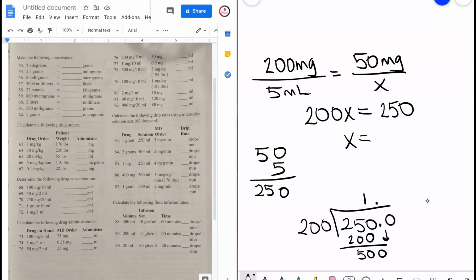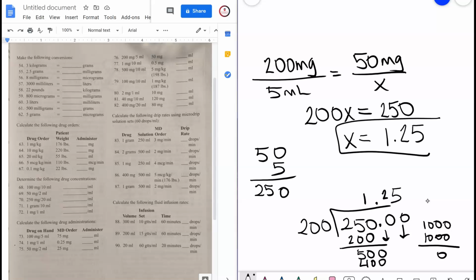200 goes into 500 twice. It's 400. This over here. Bring down another 0. 200 goes into 1,000 5 times. Okay, so you are going to give 1.25 milliliters.